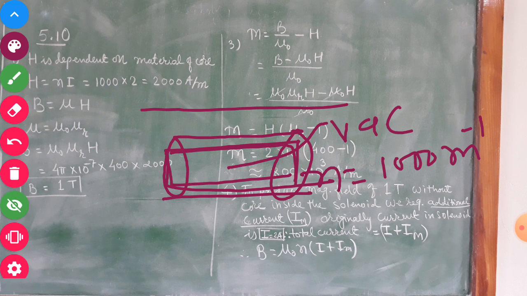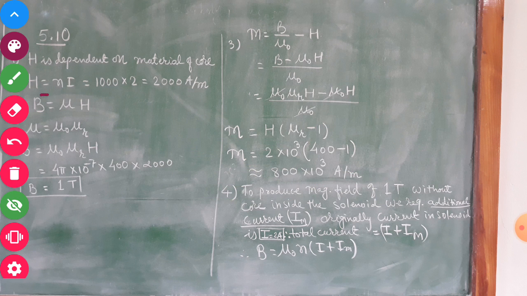As you know, we have this formula H is equal to N into I, so we can place the value of N and I which we are passing through the solenoid, then it becomes 2000 ampere per meter. Now as you know, B is equal to mu into H, and mu is equal to mu 0 into mu R. So instead of mu we can write mu 0 mu R. So it becomes B is equal to mu 0 mu R into H. All the values are with you, we just have to place those values and we get the magnetic field when the core is present.